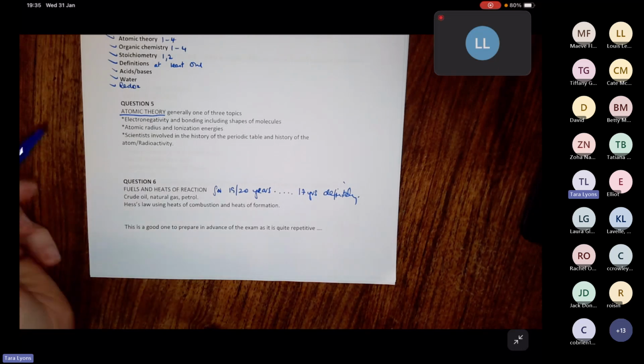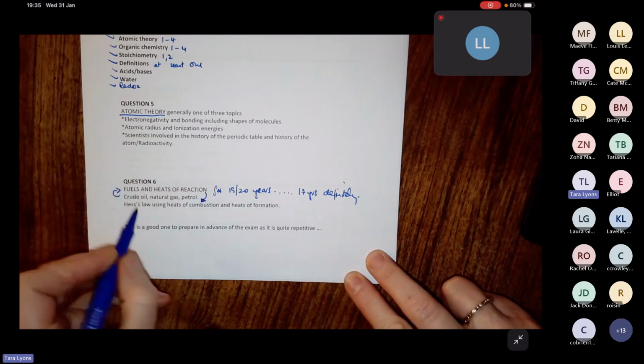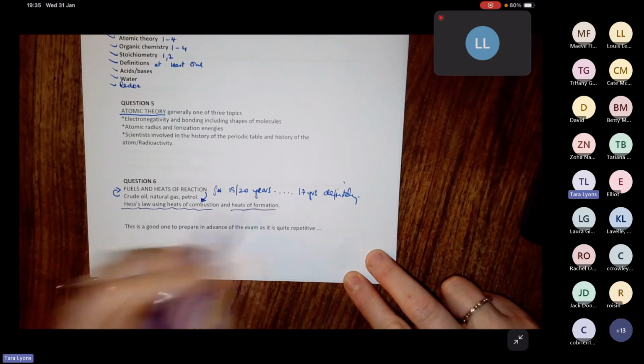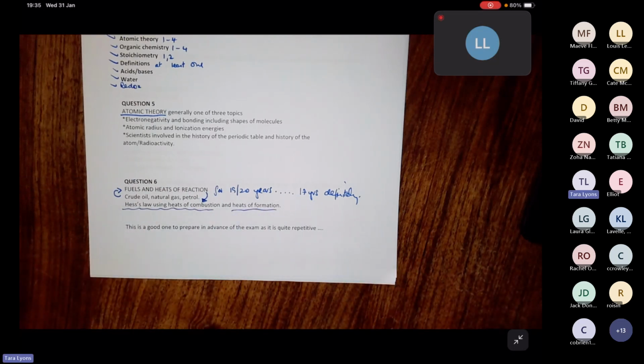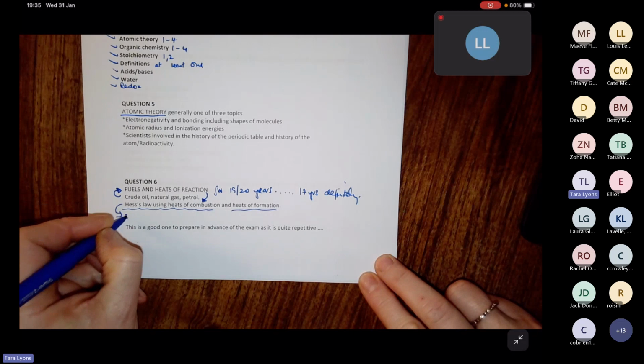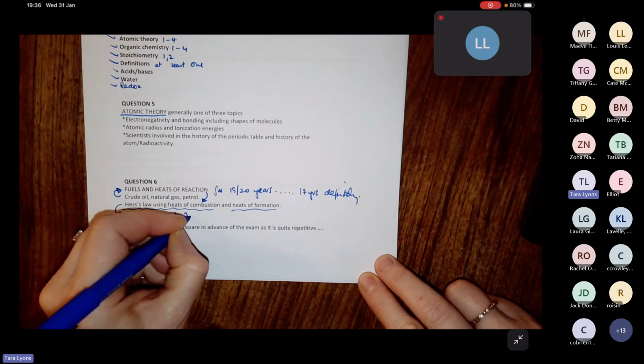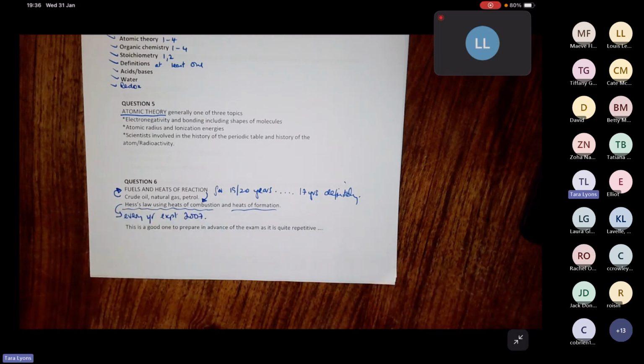So the fuels part, as I said, is your crude oil, your natural gas, and your heats of reaction is working out heats of combustion and heats of formation using Hess's law. And again, do you know what I mean? There has been a Hess's law calculation every year except 2007. So there's been a Hess's law every single year except for 2007, and that's the exception to the rule. So otherwise, Hess's law is there. And it's a good one to prepare in advance of the exam because, again, it's quite repetitive.